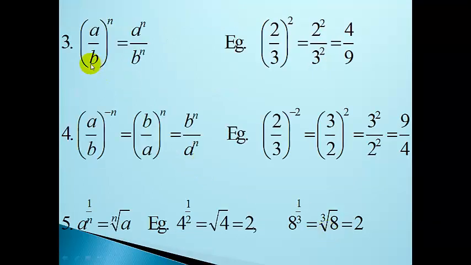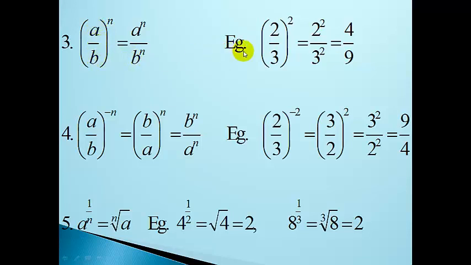Now property number 3: a over b all exponent n is equal to a raised to the power n divided by b raised to the power n. What this property means is that if you have a over b in brackets exponent n, take note that a over b is a fraction. The numerator is a and the denominator is b. The exponent is affecting both the numerator and the denominator of the fraction. And therefore a over b exponent n is equal to a raised to the power n all divided by b raised to the power n.